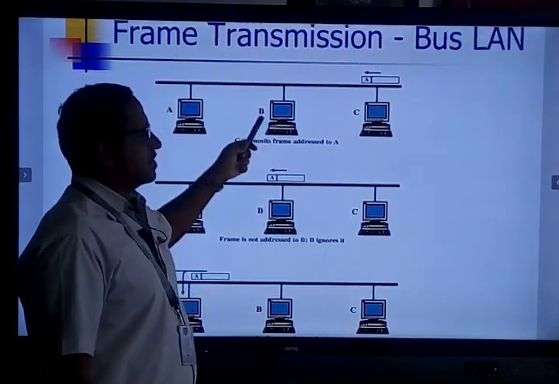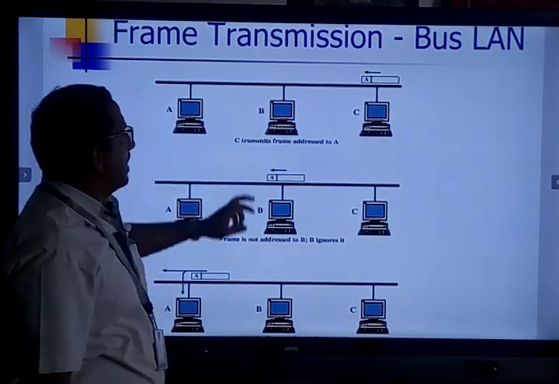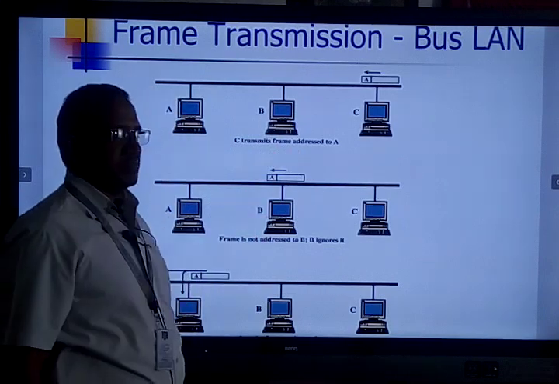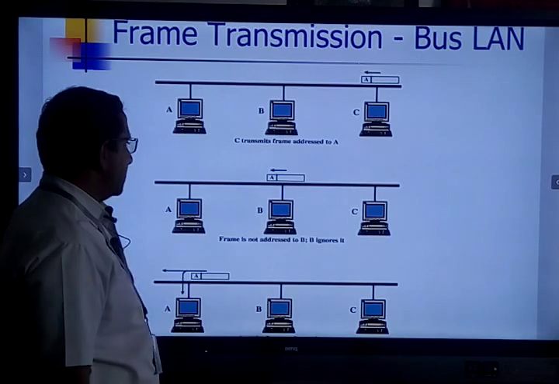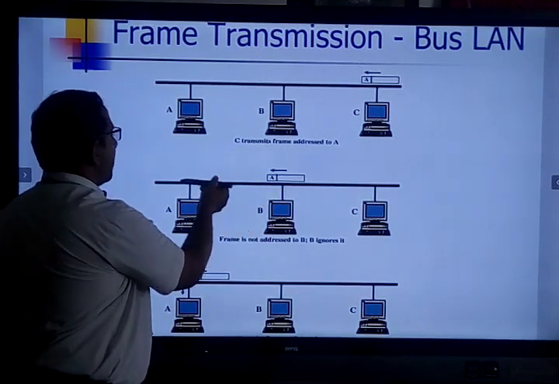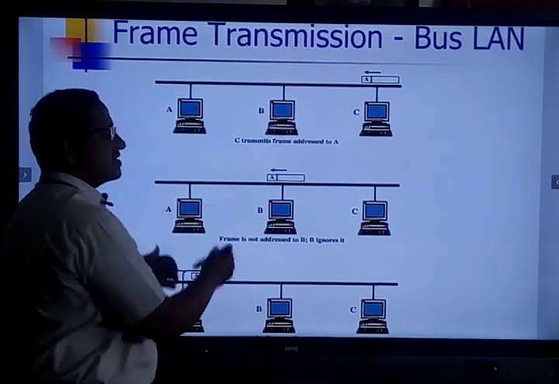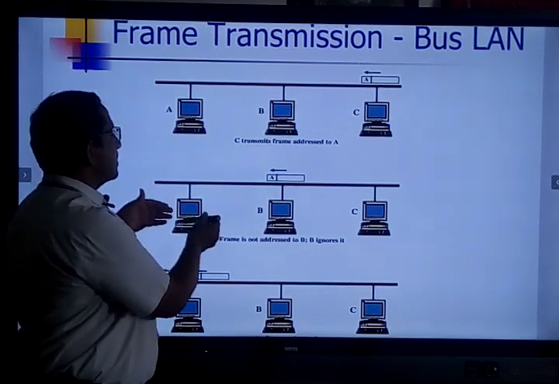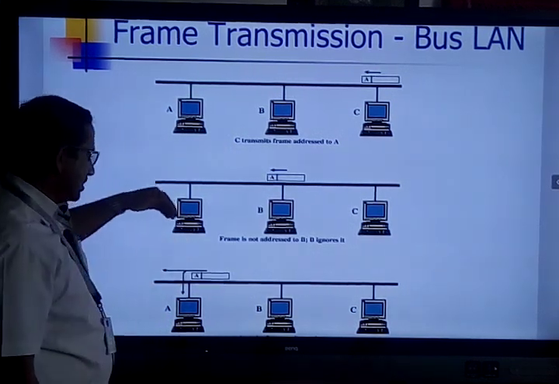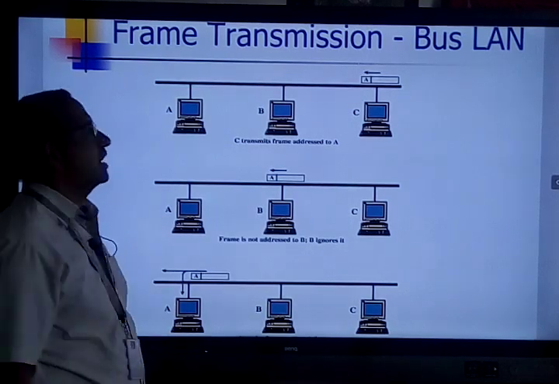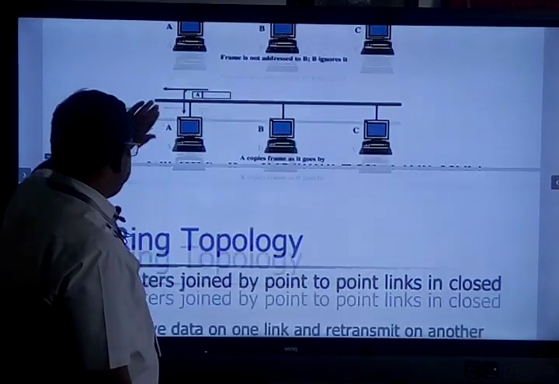traveling to station B. When computer B, or station B, receives this data, it finds that it is not for this particular station. Then it simply won't accept the data. So this data is simply going to get passed on through further nodes. Whenever a node's address matches the address of the data frame which is coming, that particular computer is going to accept that data. So like this, we transmit data in internetworking.